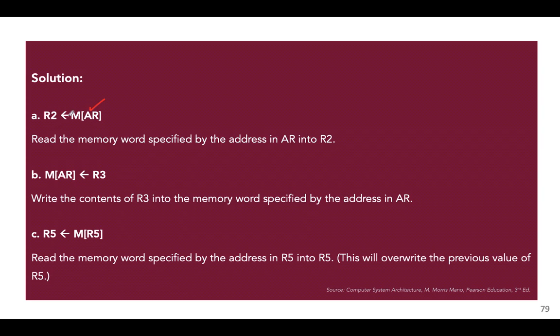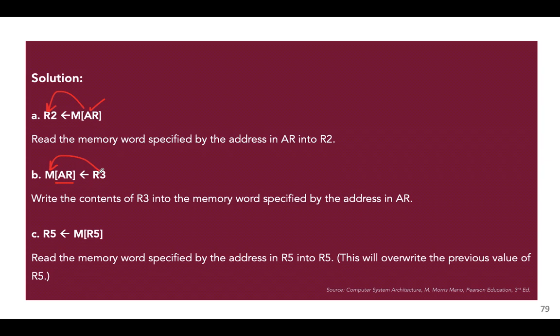The second one, in this case, it's easy to see that the first was a read operation because something is moving from memory into a register. In this case, something is moving from a register into a memory. That means it's a writing process. Write the contents of register R3 into the memory word which is specified by the address in the address register. There's going to be an address in the address register. It will point to a specific memory location. Put the contents of R3 in that memory location.